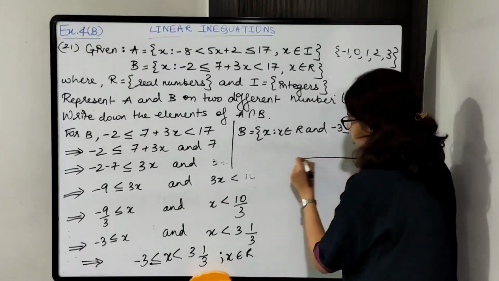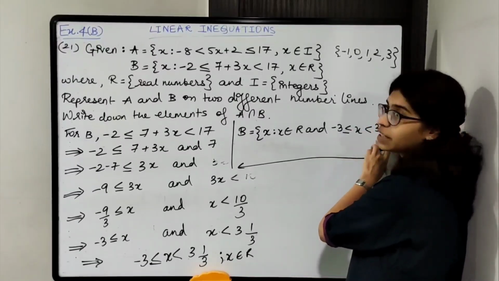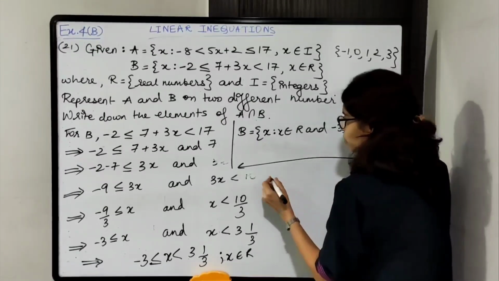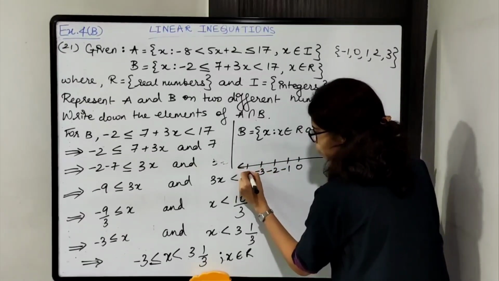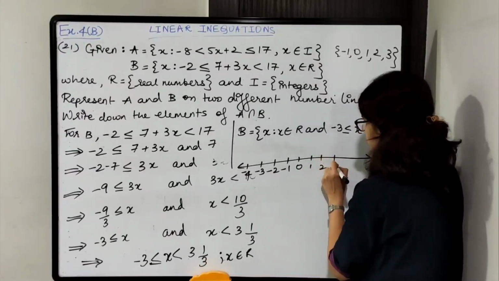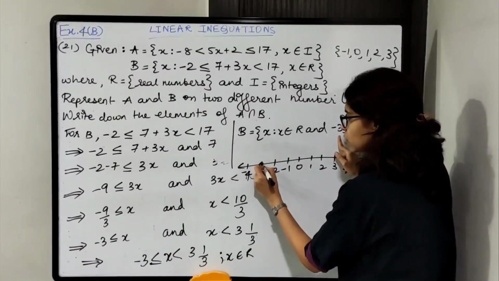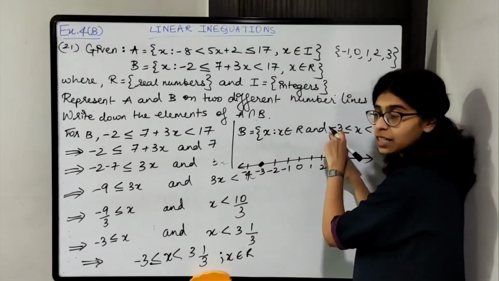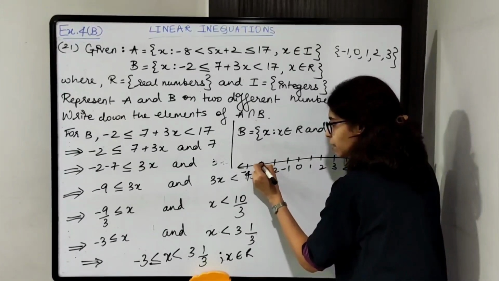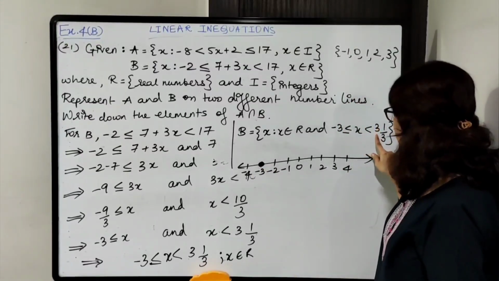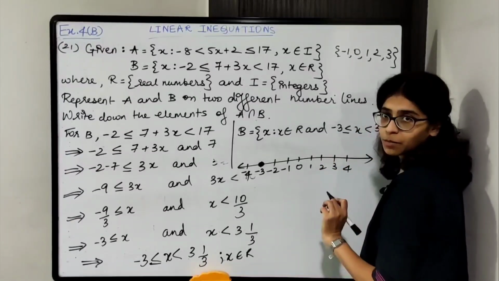Now plotting on the number line. So -3 से 3 1 by 3 है. ओके, सो 0, -1, -2, -3, -4, 1, 2, 3, 4. -3 we'll consider this also because x is greater than or equal to -3. Equal to भी है, so we will circle and fill the circle. Okay, and 3 1 by 3, less than 3 1 by 3. So 3 1 by 3 कहाँ पे आएगा?